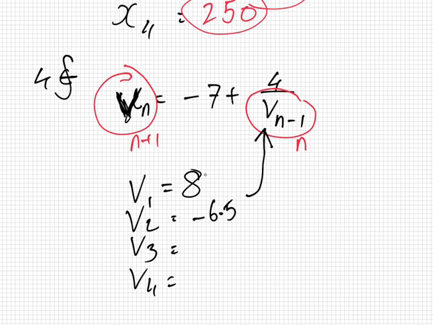How's it 8? That's given in the question. You must be given a beginning term, an initial term. So what's next, Naveed? Minus 7.6. Minus 7.6. And what's next? Minus 7.5.